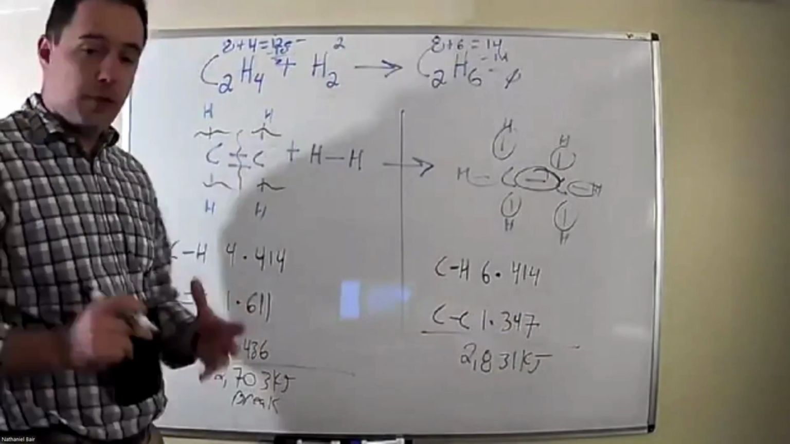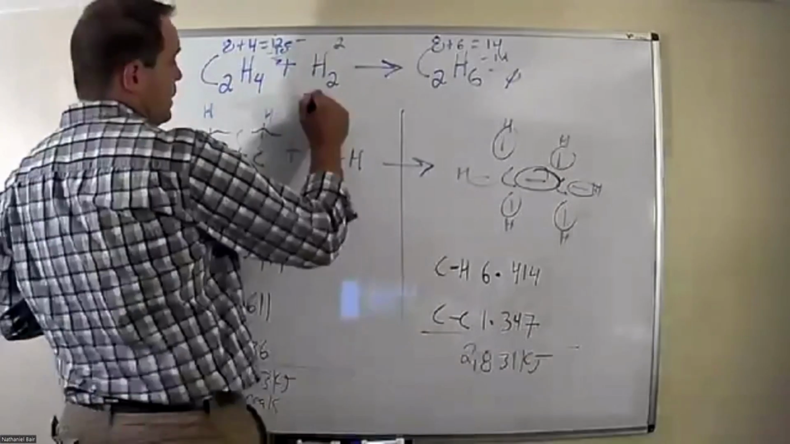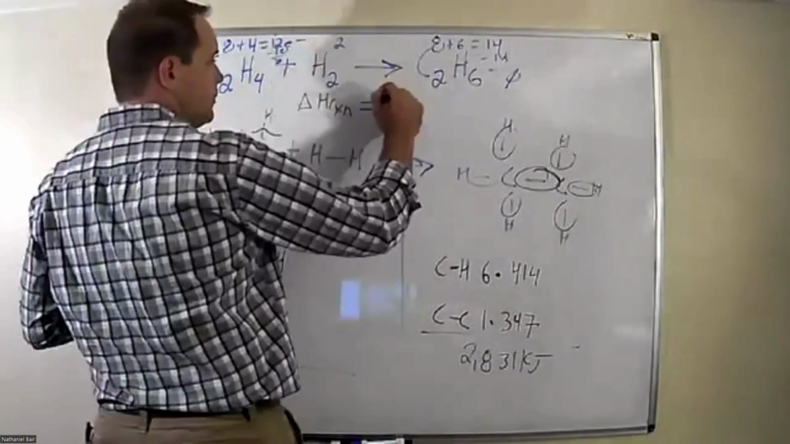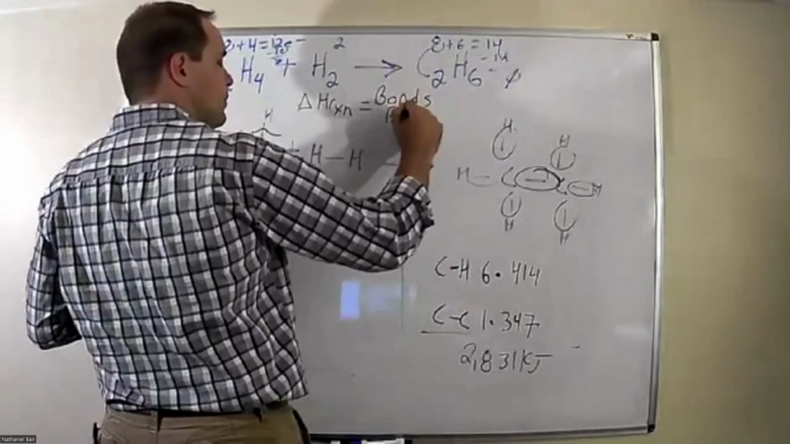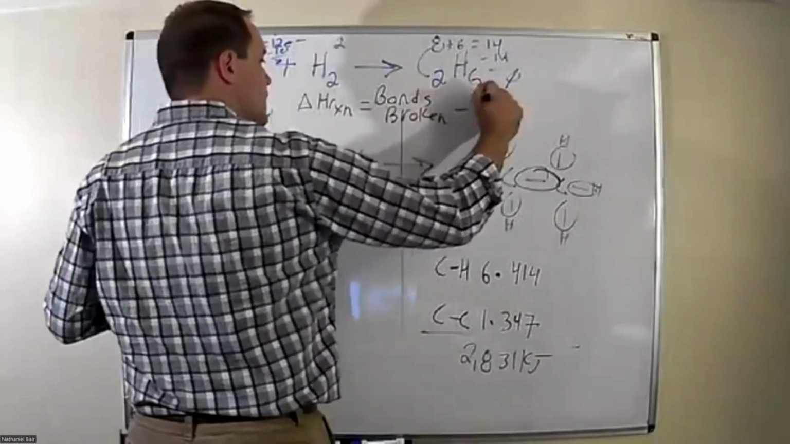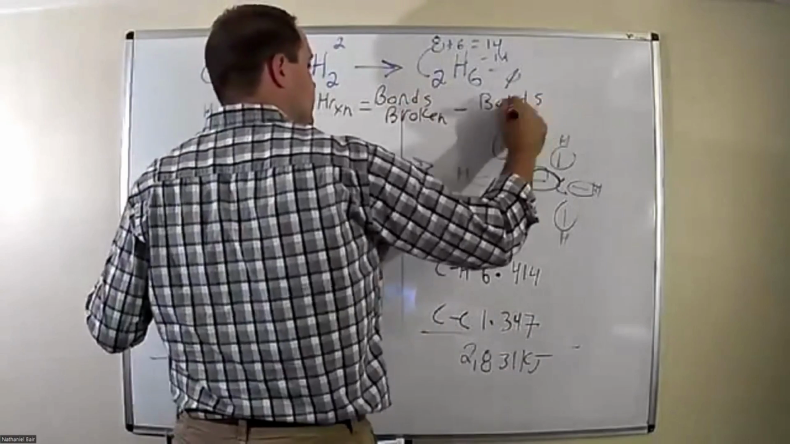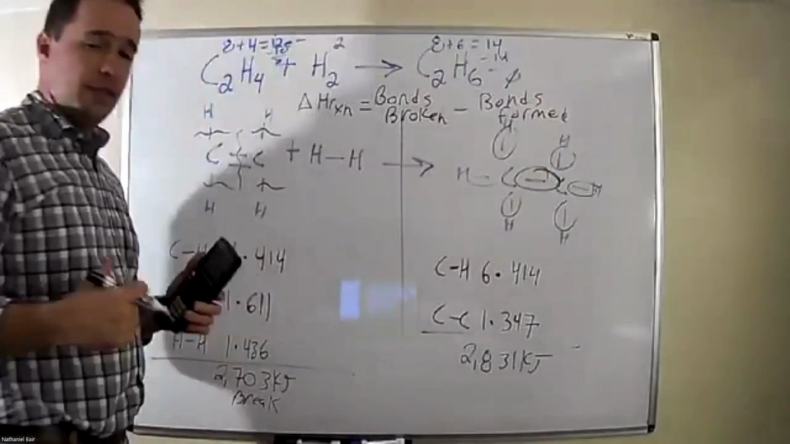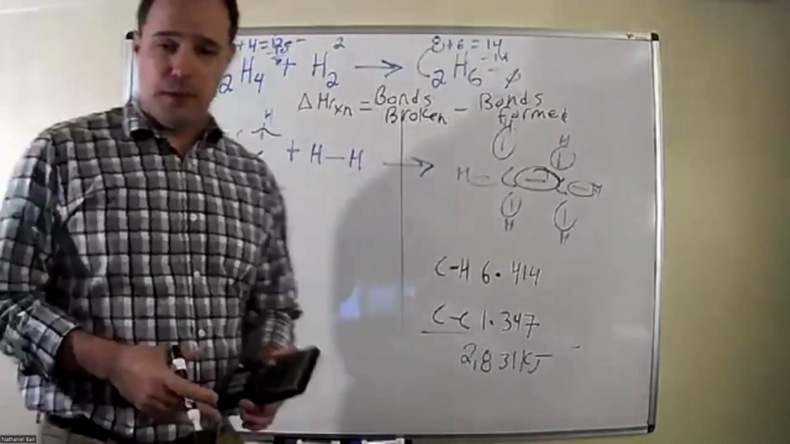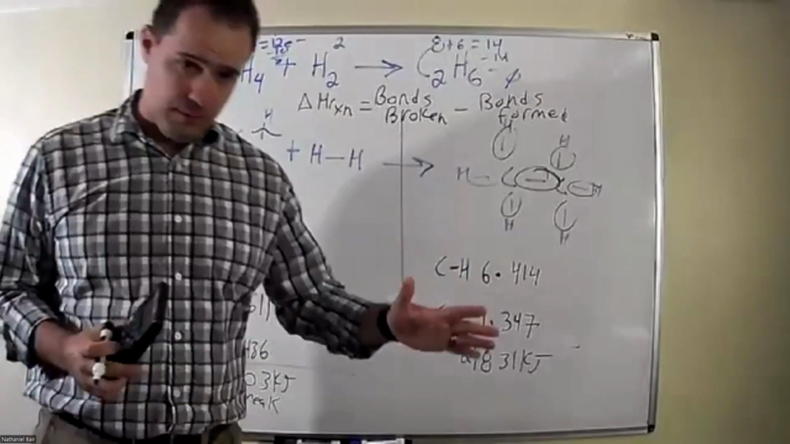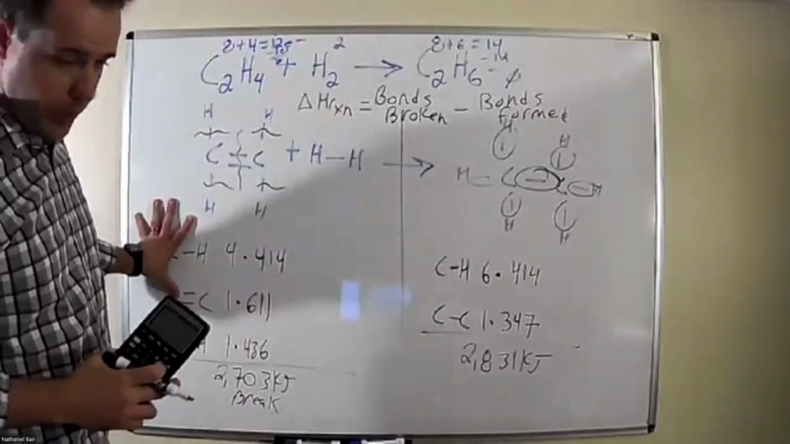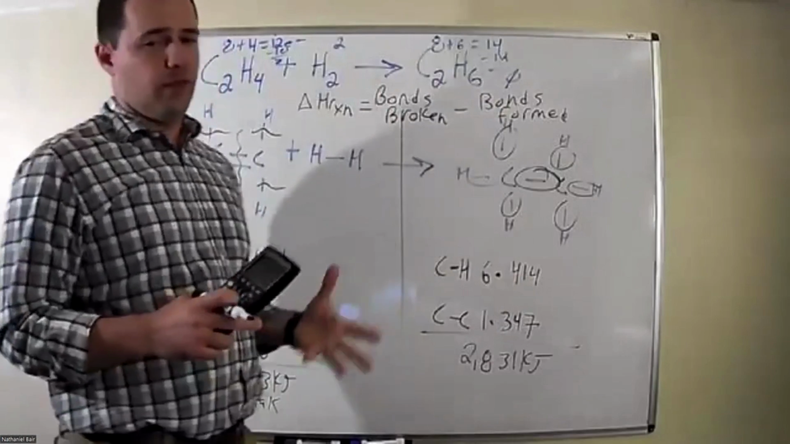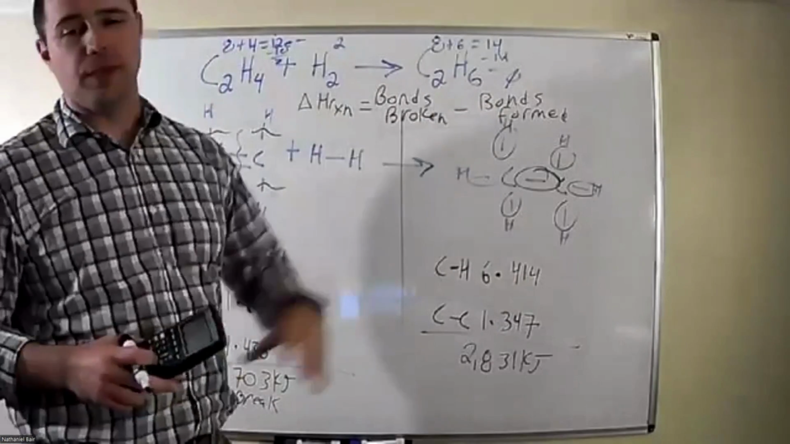How do you get the final answer? Well, to get the change in enthalpy for the reaction, it's bonds broken minus bonds formed when you're using this method. So it's kind of the opposite of the standard enthalpy of formation method, which was products minus reactants. This is bonds broken minus bonds formed. This is reactants minus products. But I don't like to think of it like that. I just say bonds broken minus bonds formed.